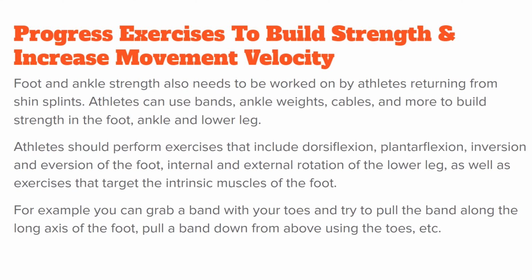Foot and ankle strength also needs to be worked on by athletes returning from shin splints. So athletes can use bands, ankle weights, cables, and other types of implements to strengthen the foot, the ankle, and the lower leg. Athletes should perform exercises that include dorsiflexion, plantar flexion, inversion and eversion of the foot, internal and external rotation of the lower leg, and also use exercises that target the intrinsic muscles of the foot. For example, you could grab a band with your toes and try to pull that band along the long axis of the foot. You could have a band coming from up top and pull those toes down.